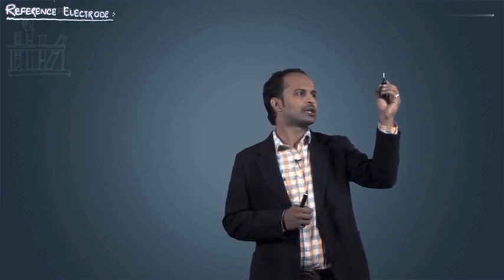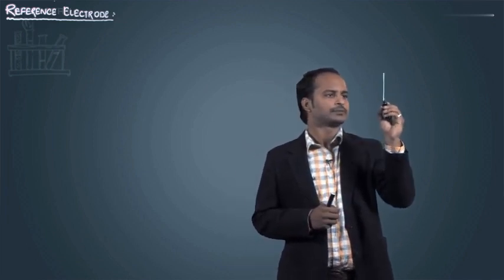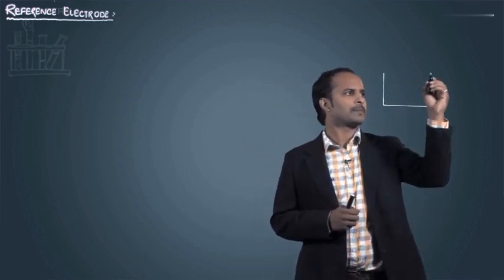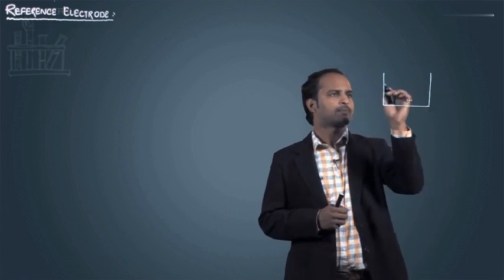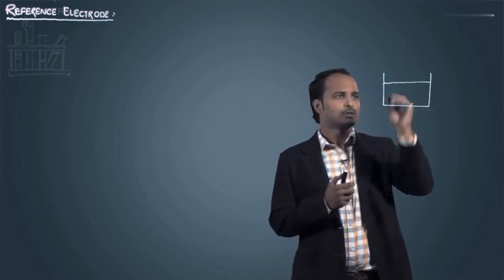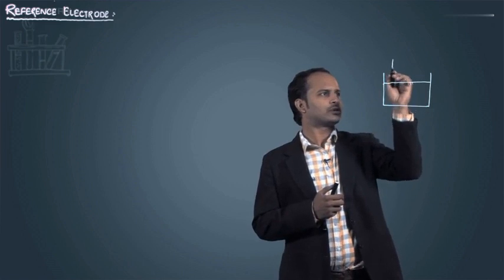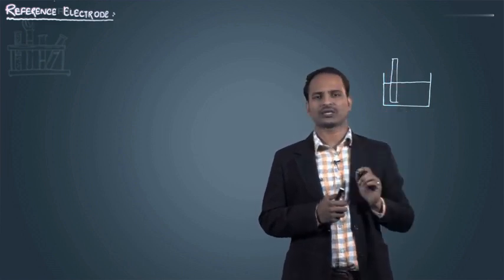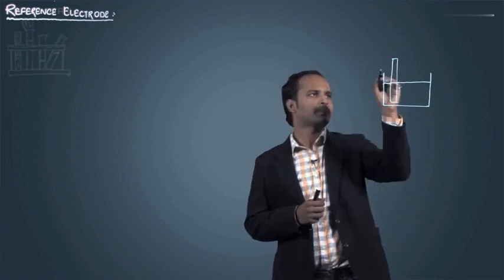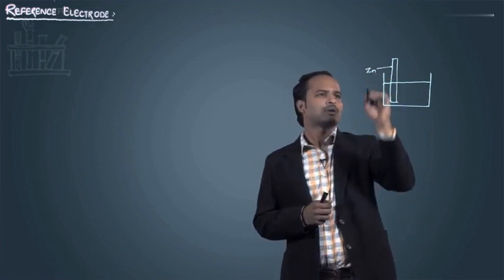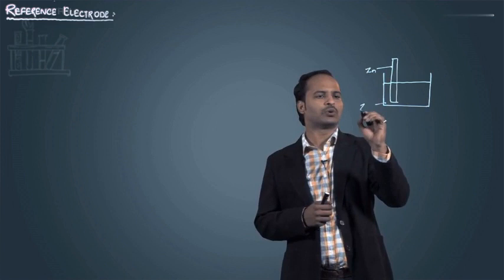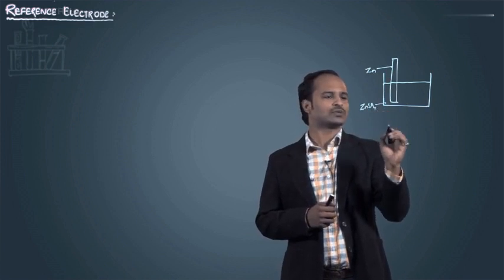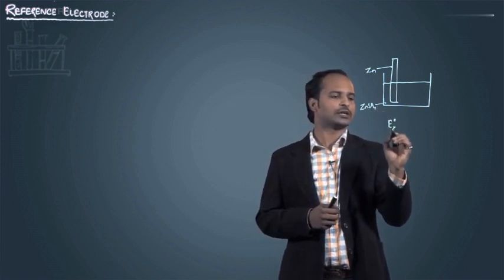Let the electrode be zinc. This is the zinc electrode, which is placed in a zinc sulfate solution. That is a metal-metal ion type of electrode. And I just want to know its potential, that is, I just want to know the E0 value of zinc.